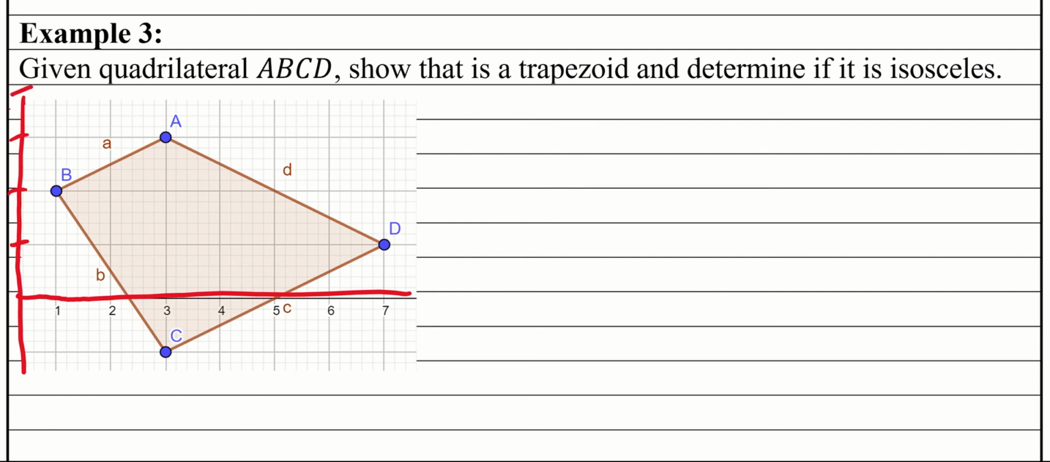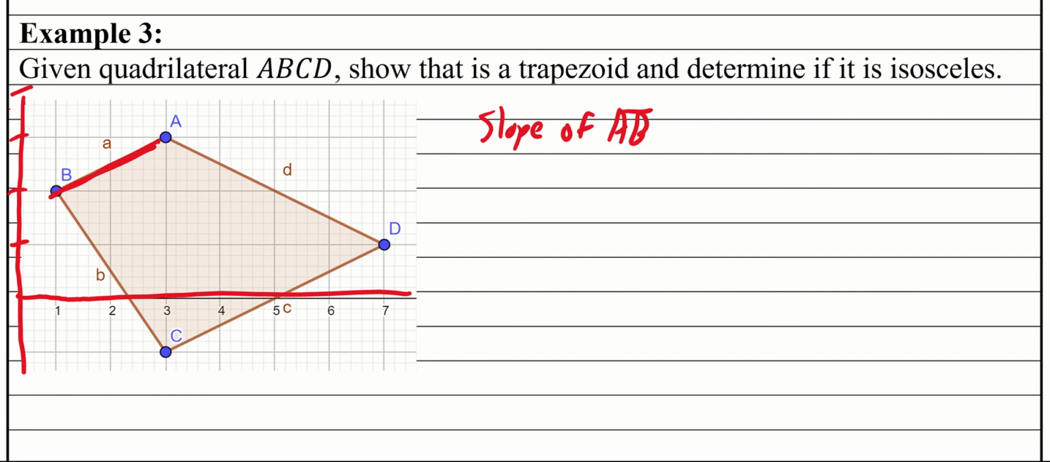Okay, so given quadrilateral ABCD, I want to show that this is a trapezoid, and I want to determine if it is isosceles. So if I want to show that this is a trapezoid, remember we said the definition of that is I just need one pair of parallel sides. So if I want to find if they're parallel, I need to test their slopes and make sure that at least two of them are the same. So for instance, let's start with the first side here. Let's just say the slope of AB.